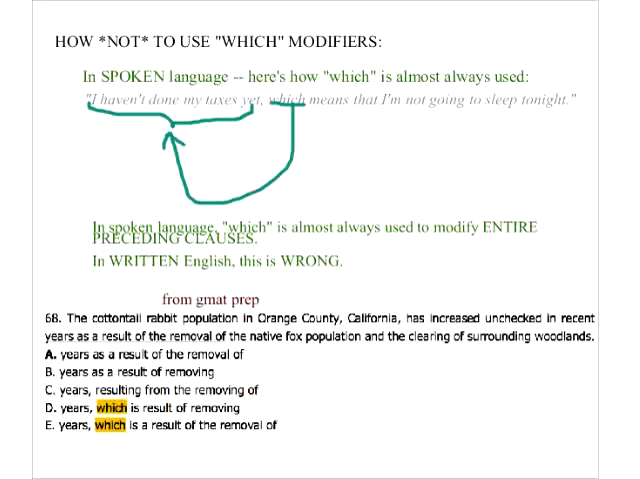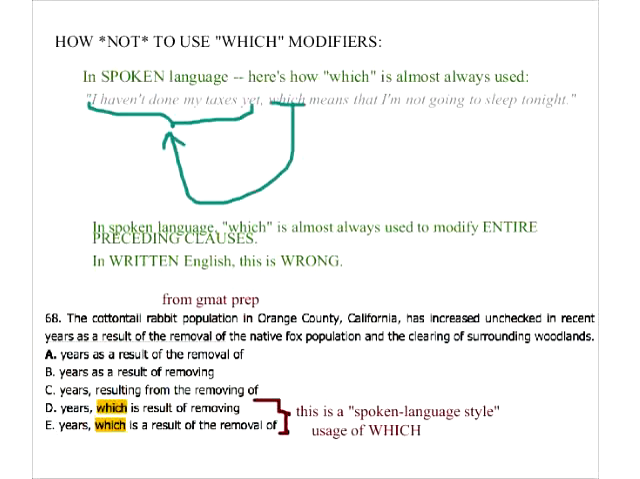Choices D and E are using which in the way that spoken language uses which. So this is not okay, you can't do this. This is a spoken language style usage of the which modifier. It's incorrect. You can't do that.